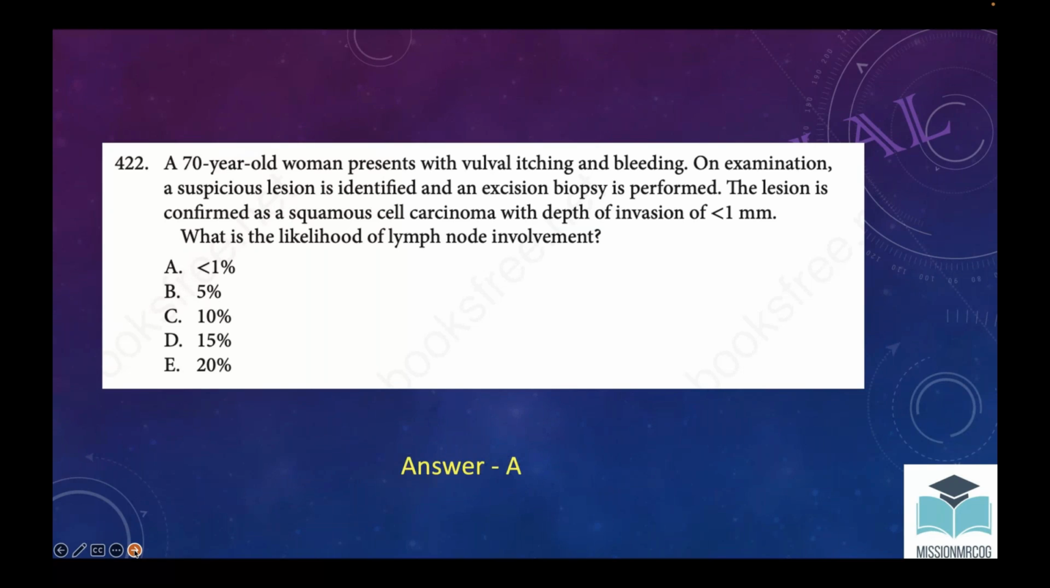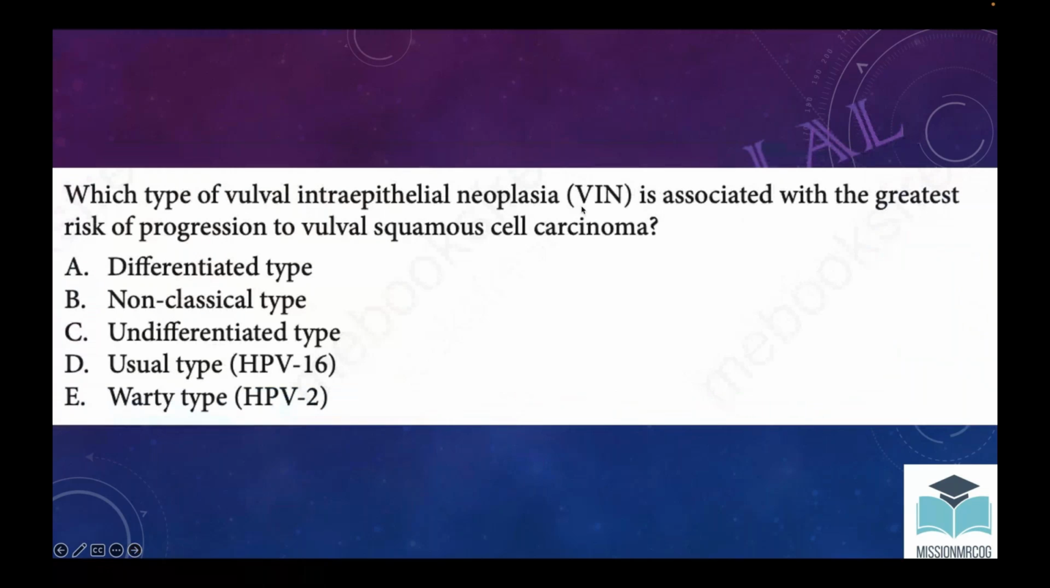Now, which type of vulval VIN is associated with the greatest progression to squamous cell carcinoma? D, ma'am. HPV 16. No, I just explained, differentiated type. Differentiated, yes, ma'am. Yes, sorry, differentiated, that is dVIN.